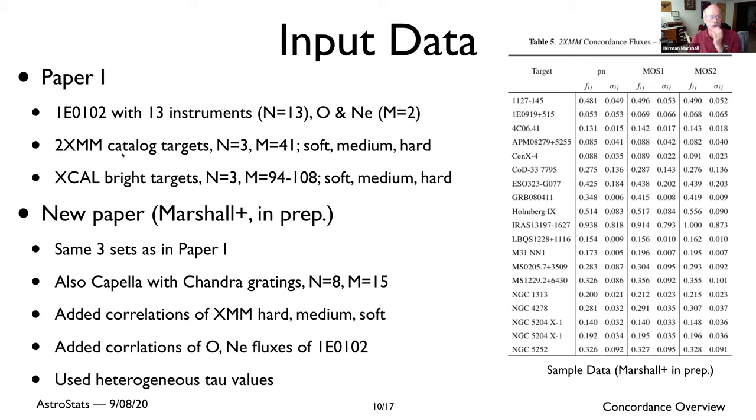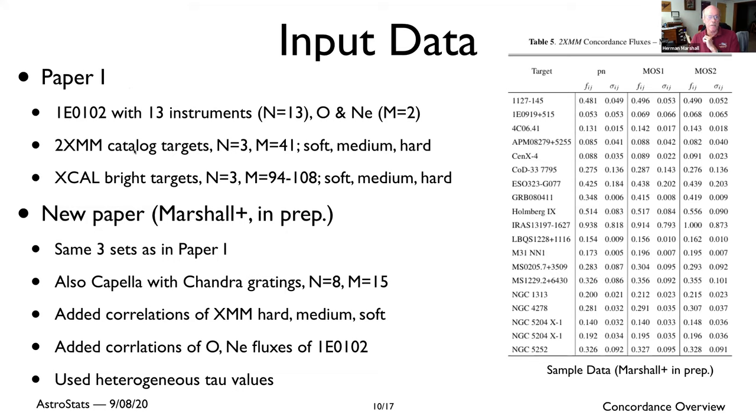And we did a lot of this work in paper one, which I'm going to hand over to Yang to talk about here real quick. So these are instrument data sets that we're working with. A supernova remnant with 13 instruments and two different energy bands, the oxygen and the neon lines. We have a catalog with about 40 sources, three different instruments. These are all in paper one, Chen et al.